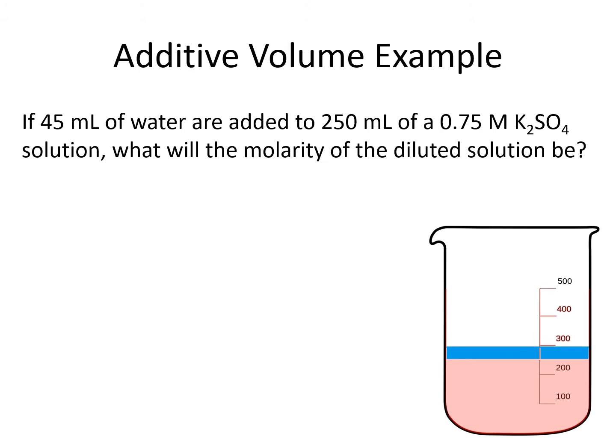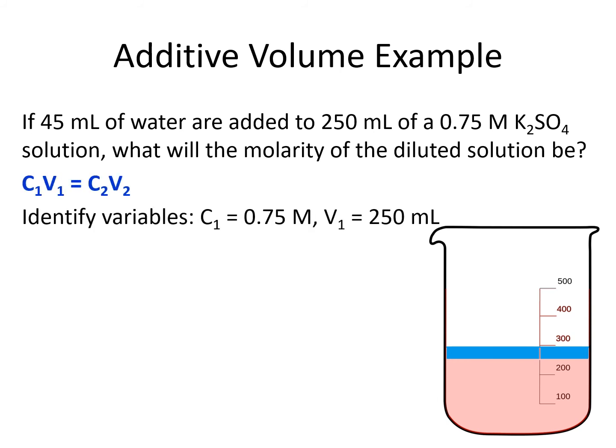You have to be very careful with the wording on your dilution problems. Sometimes it will tell us the amount of liquid that's the final volume, or sometimes it will tell us how much liquid is added to the amount that's already there. So here's an example of the latter. We have 45 milliliters of water being added to a solution that's already there. And that solution is 250 milliliters of a 0.75 molar solution. We're still using our equation C1V1 equals C2V2, but we have to be very careful about what we're putting in as that V2.